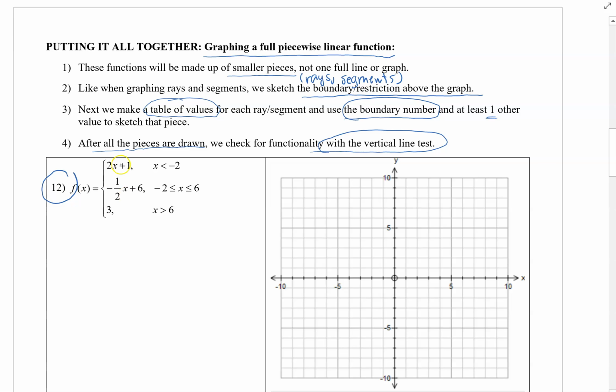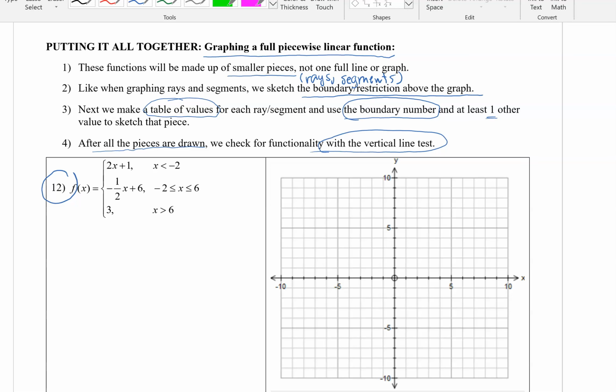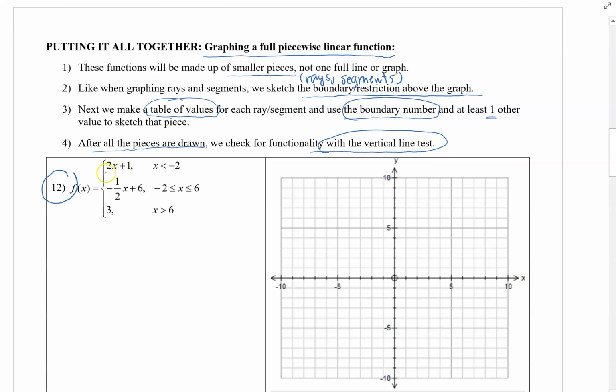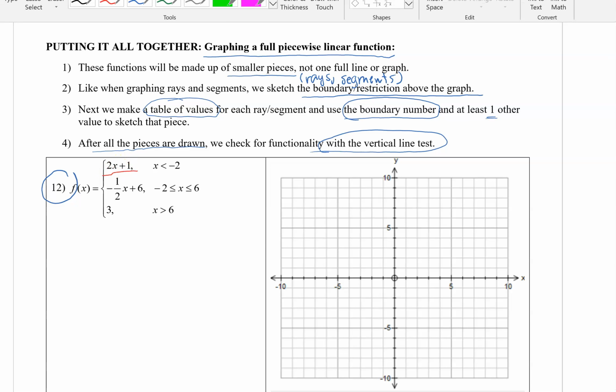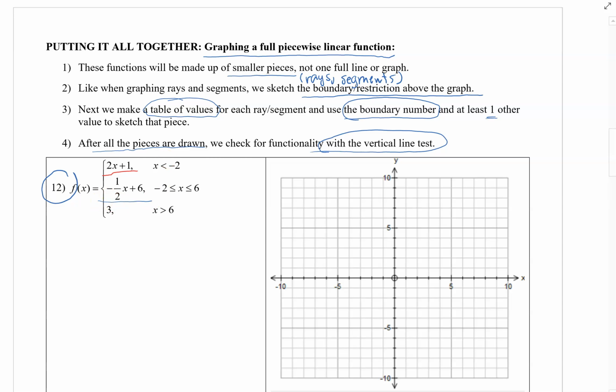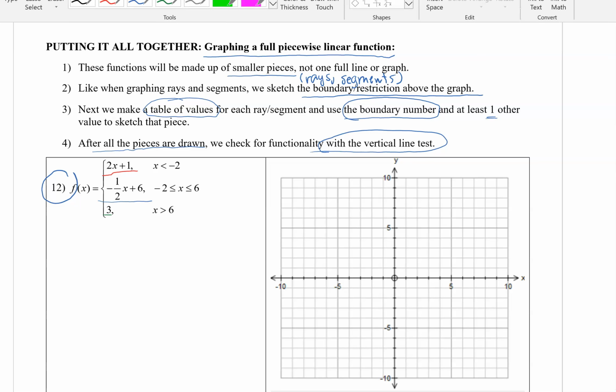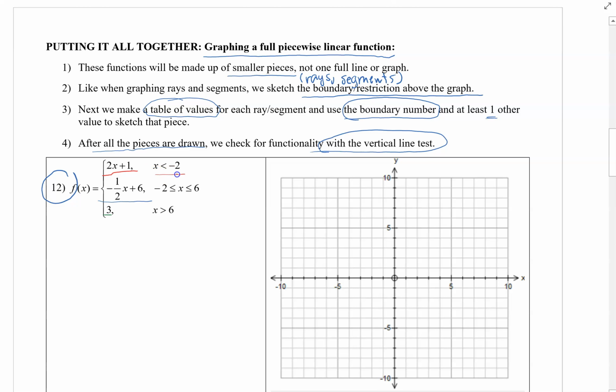In number 12, I can see that I have 3 pieces. So I think I'm going to color code them. The first piece will be red, the second piece will be blue, and the third piece will be green. So for the first piece, it's going to have to occur for values of x that are less than -2, not equal to.